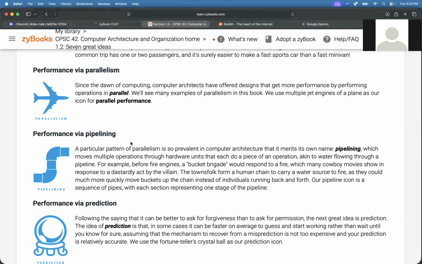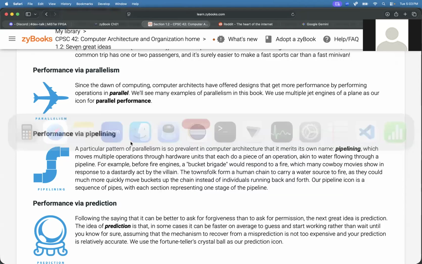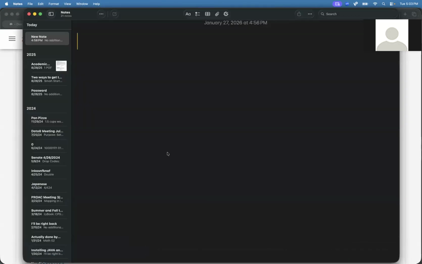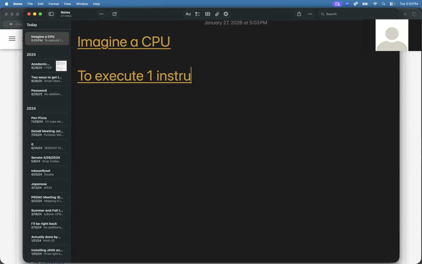Pipelining. Pipelining is a very important concept. They'll probably talk about it more, but I want to spend a minute to talk about it now just because it's interesting. So imagine a CPU, okay? And the CPU needs to process an instruction, to execute one instruction. There's parts to it, right? The first thing you might have to do is fetch the instruction from memory. And then after you fetch it, you have to decode it.